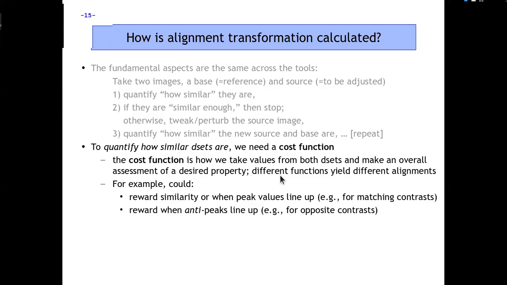And so what is the rule that we look at across all of them? Well, that's the secret sauce of the cost function, and there are lots of different cost functions for different roles. Something we could do is reward similarity when peak values line up, and that would be good when we have matching tissue contrasts. So if the ventricles are bright in both our data sets and we want them to line up, we want to reward when bright things are matched up with bright things. But we could also reward when anti-peaks line up. So if we're aligning a data set where the ventricles are bright in one data set and they're dark in another, we might want to reward that. And that's a very different rule between these that are going to drive either good or poor fits depending on the data.